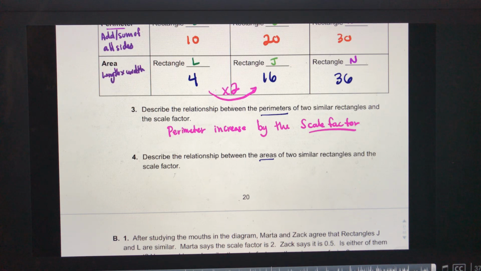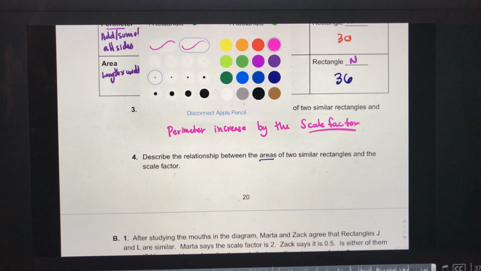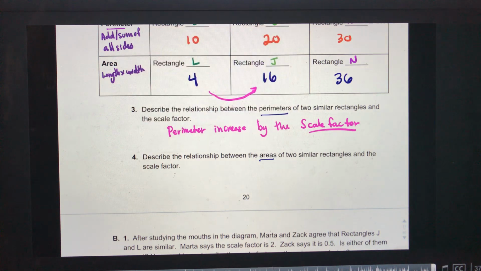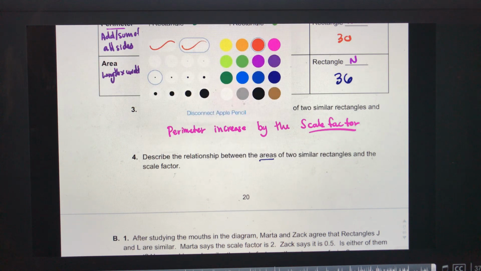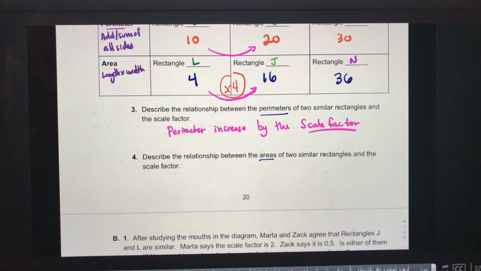Now, is that the same thing with our areas? Is that still times 2? Nope, that didn't work. It didn't match the scale factor. To go from 4 to 16, we had to multiply by times 4. So the area does not increase by the same factor that the perimeter does. This one is times 2.